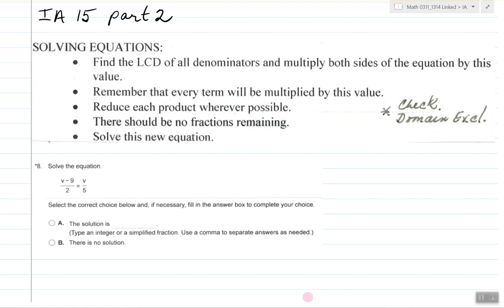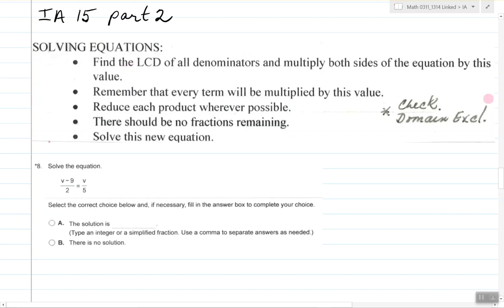All right, we're moving into IA-15 Part 2. This was the second objective of this lesson. And we start out with the rules for this objective, which has to do with solving equations that involve rational expressions. You've probably done this before, but the denominators may have all been real numbers. Some of our problems now will have denominators which have variables in them.